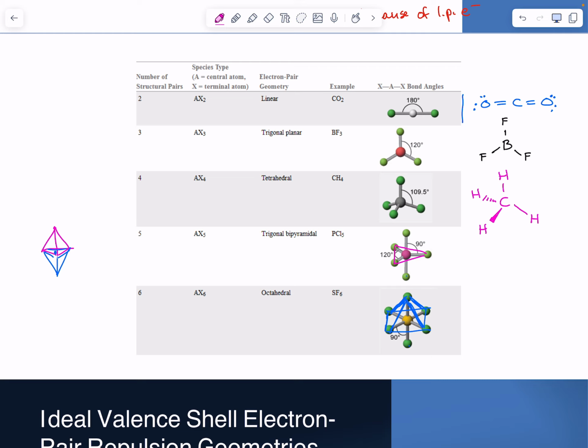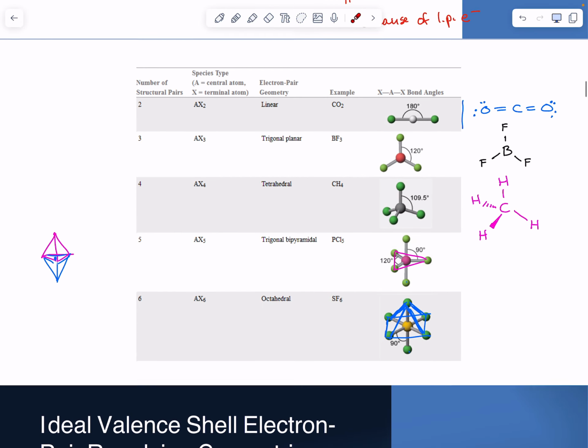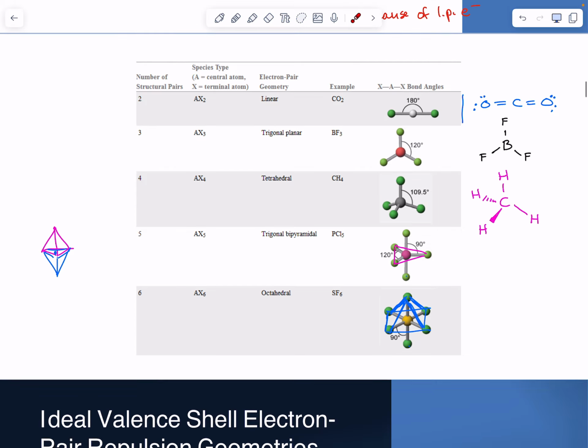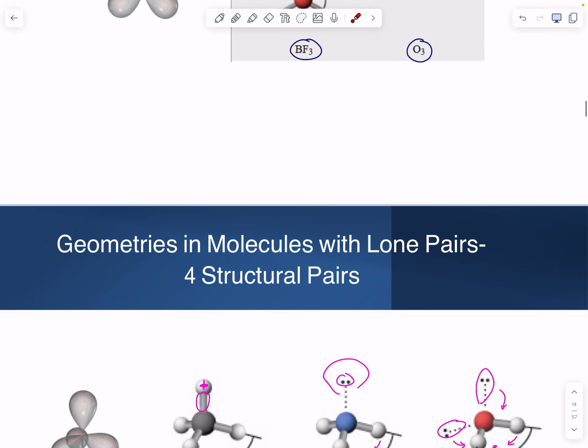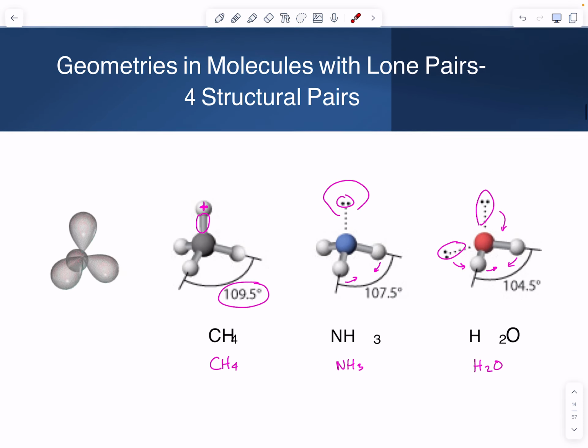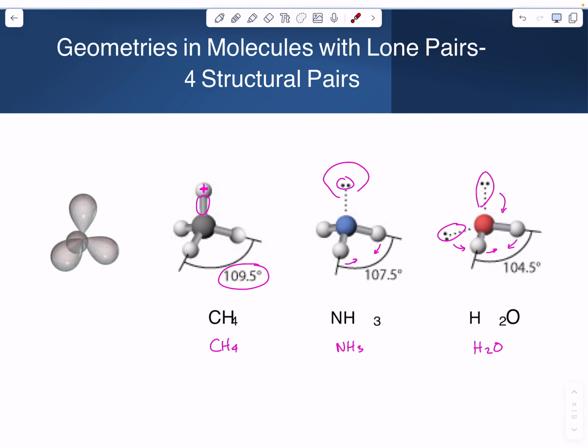Those are going to be determined by the fact that electrons in bonds and lone pairs want to be as far apart from one another as possible. So we looked at a few of these geometries, and where we wound up last class was talking about the impact of lone pairs.